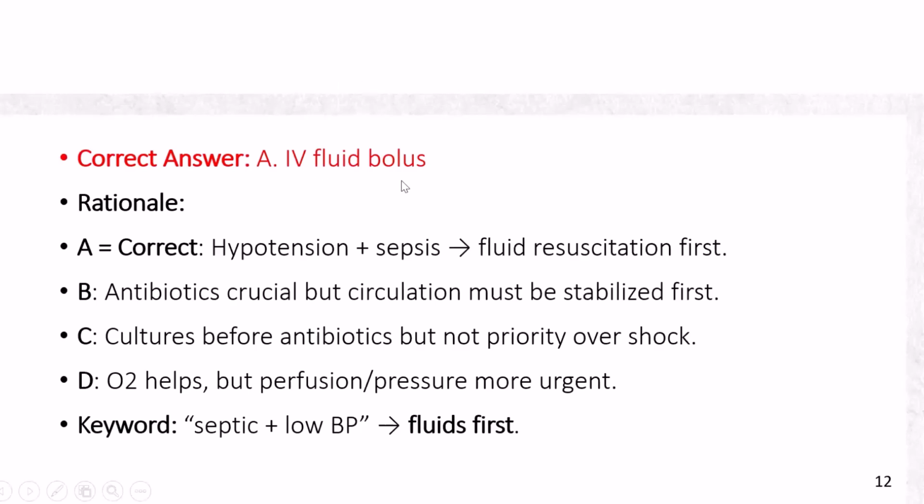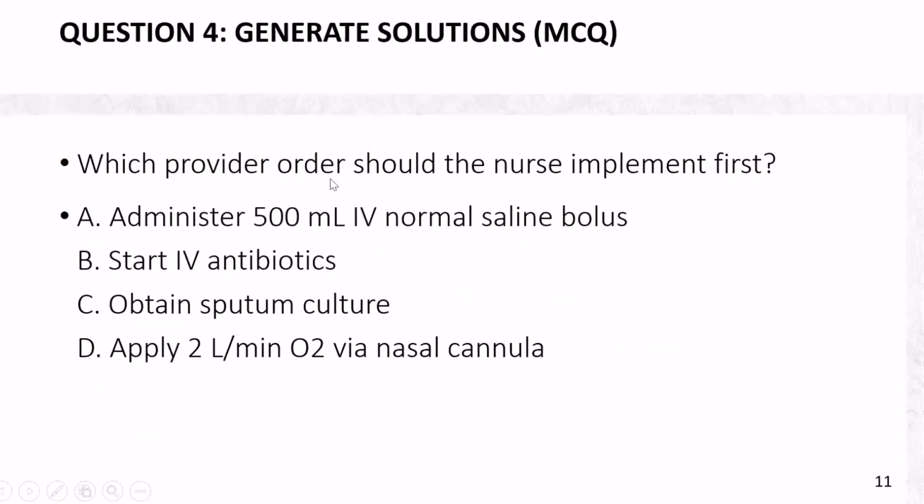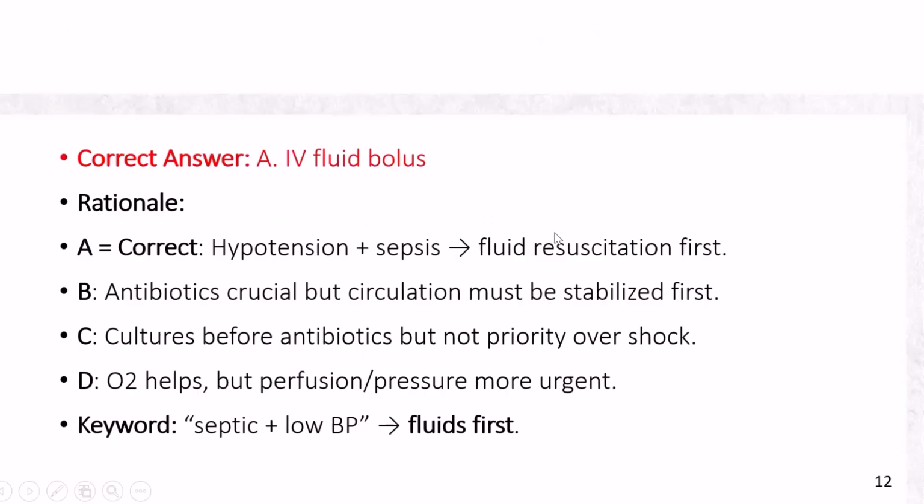So we're going to give an IV fluid bolus because the blood pressure is low. We give IV normal saline bolus to correct the blood pressure. Antibiotics are crucial, but we have to stabilize the circulation first. Then cultures before antibiotics, but that's not a priority here. Oxygen will help, yes, but perfusion is more important here. We want to solve the blood pressure issue before oxygen.